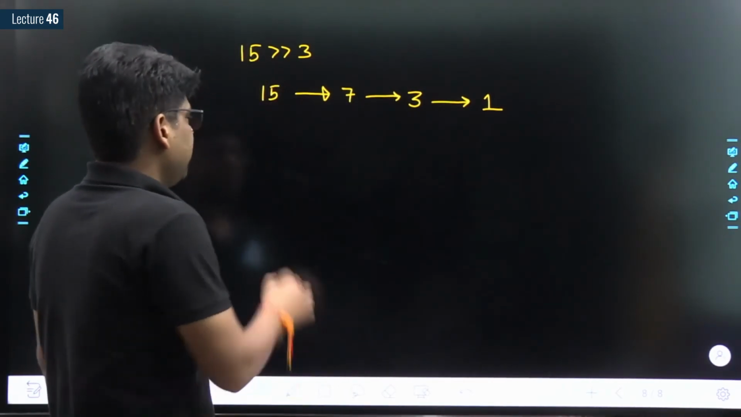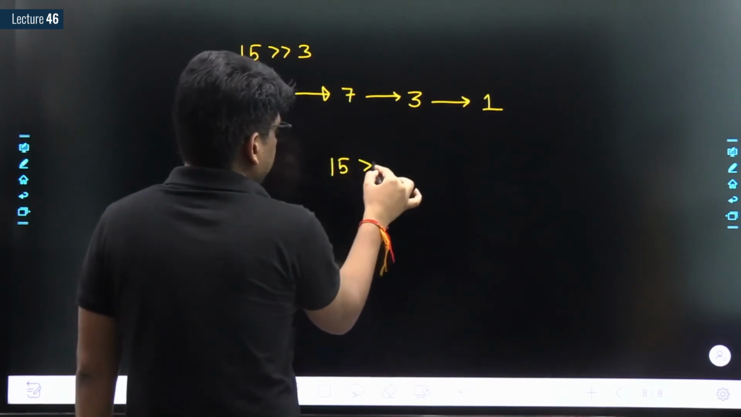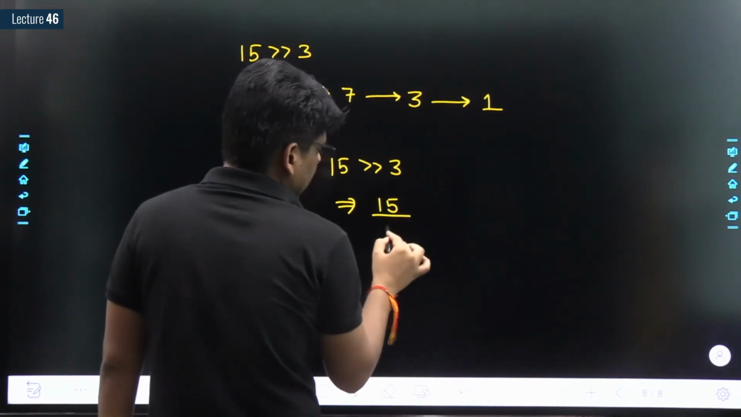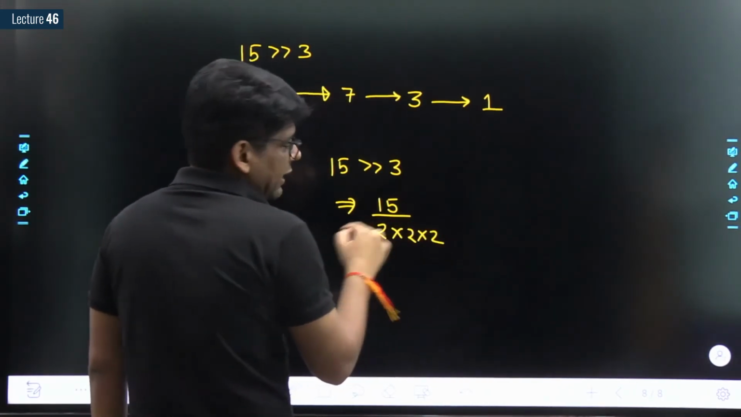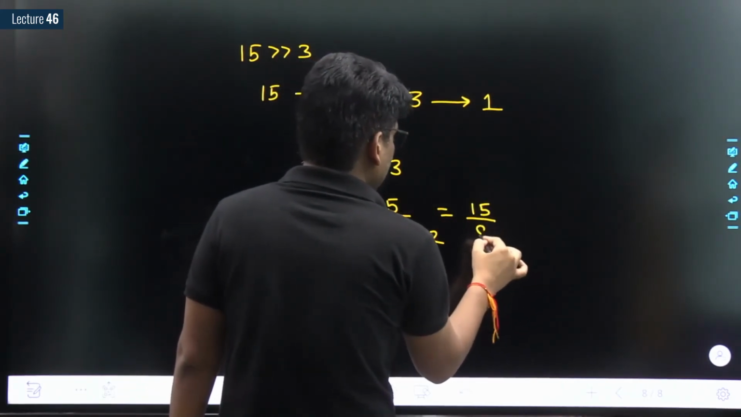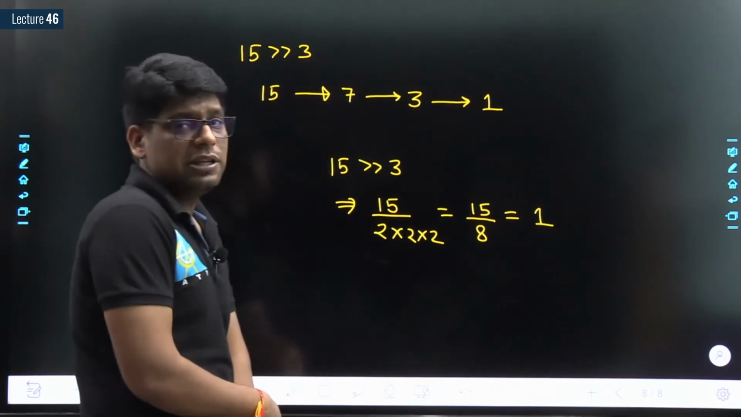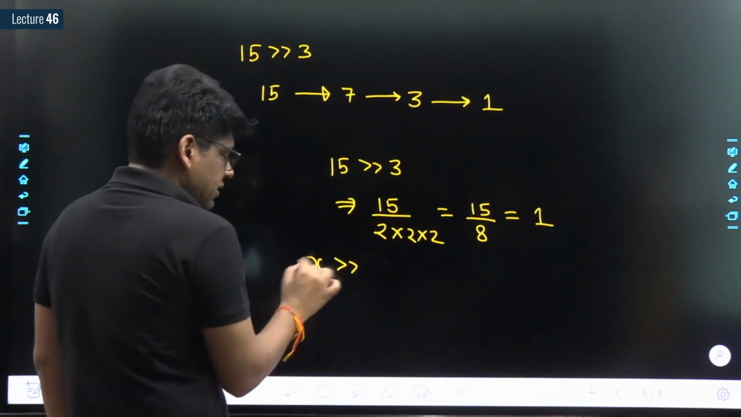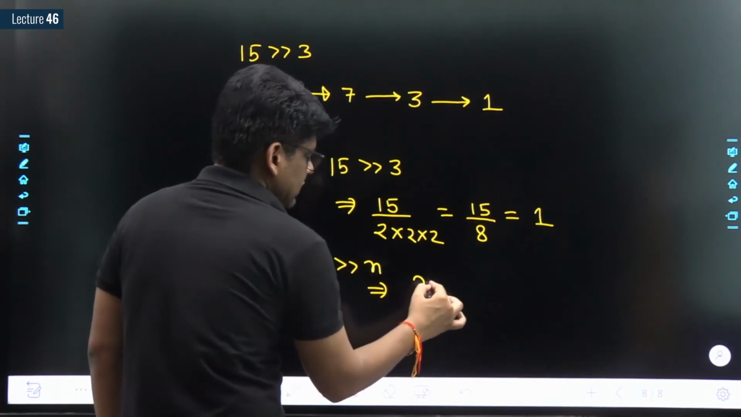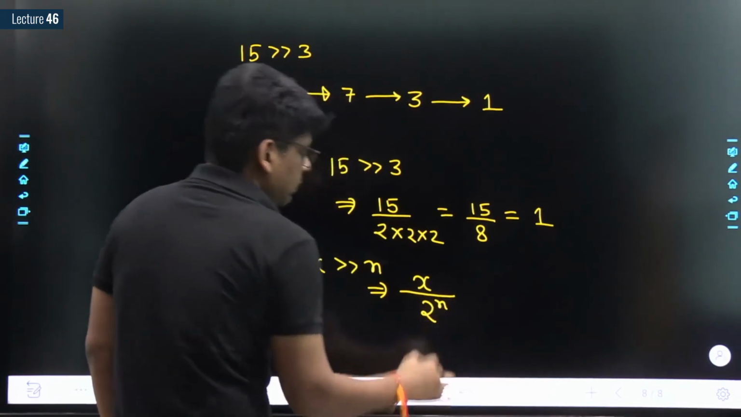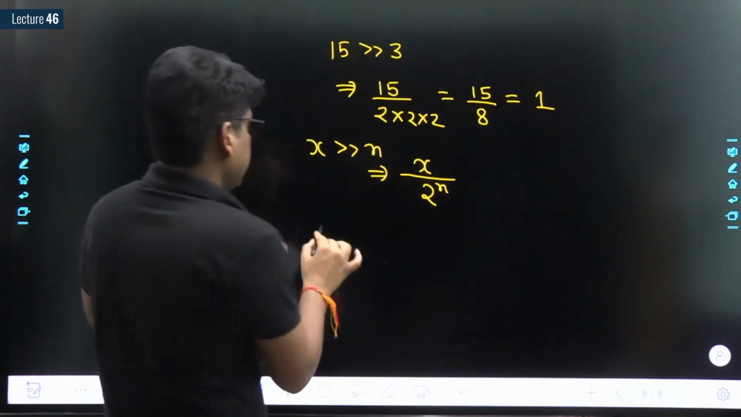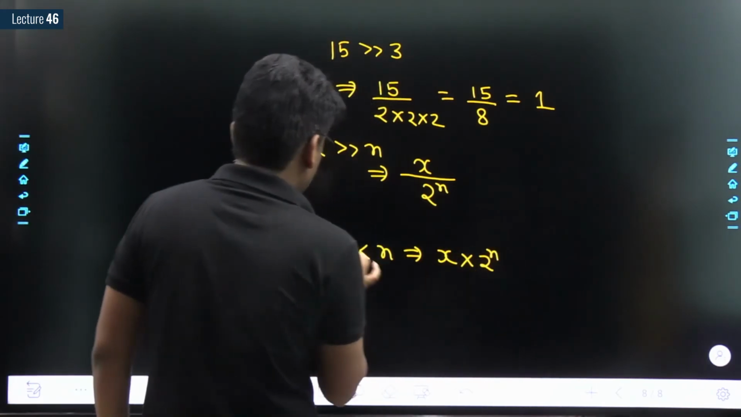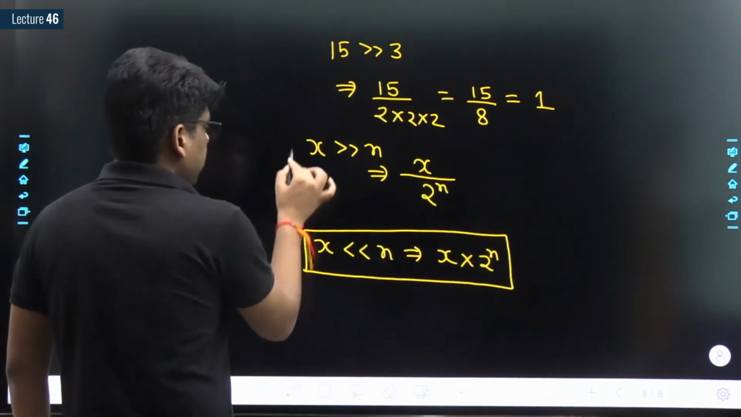So for every positive integer, what is the meaning of this? You are dividing 15 by 2 into 2 into 2, that is 3 times. So can I say 15 divided by 8? The answer will be 1, that is, the integral value is 1. So if I right shift x n times, it is the same as dividing x by 2 to the power n. And left shift means multiplying by 2 to the power n. I am working on positive numbers only.